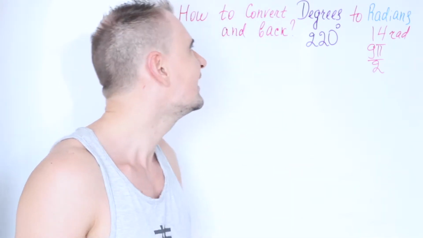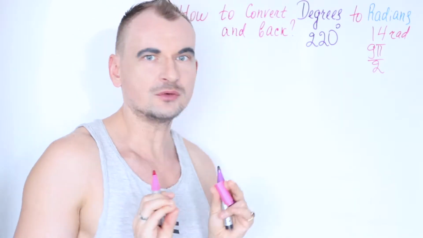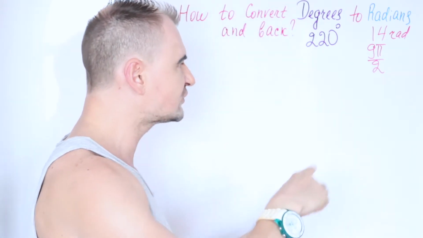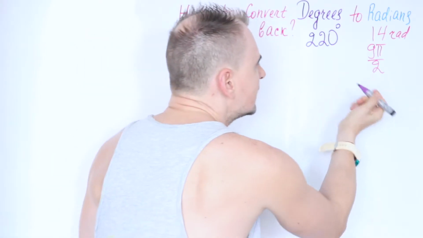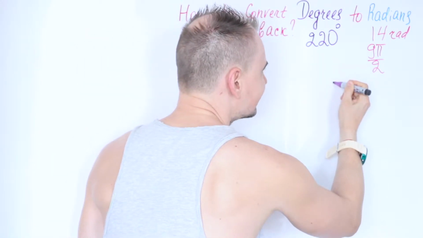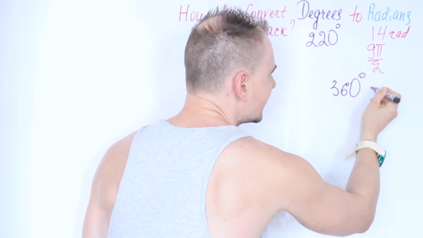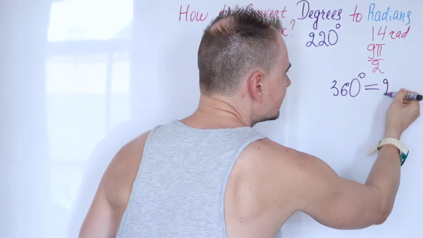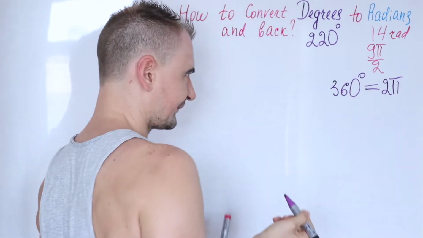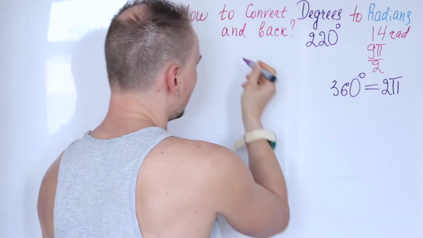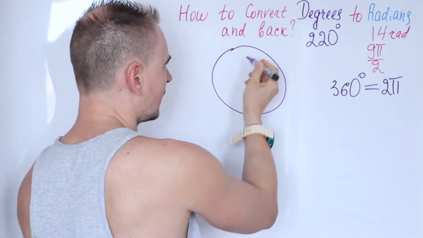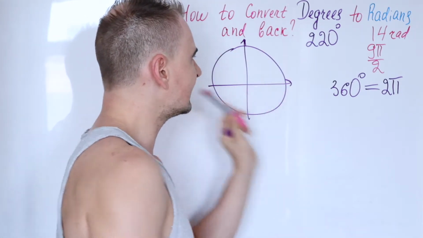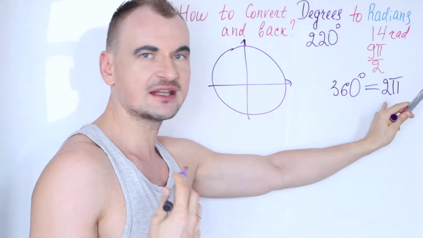Now, the fact that you should know is that the full circle, the entire circle, the full revolution has 360 degrees, which is basically the same thing in radians. It's equal to 2 pi. So the entire circle, the full revolution, has 360 degrees, or in other words, it's the same thing as 2 pi.